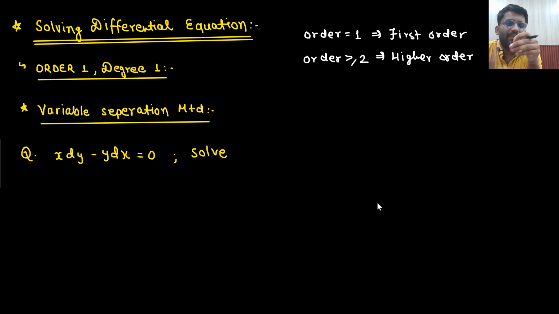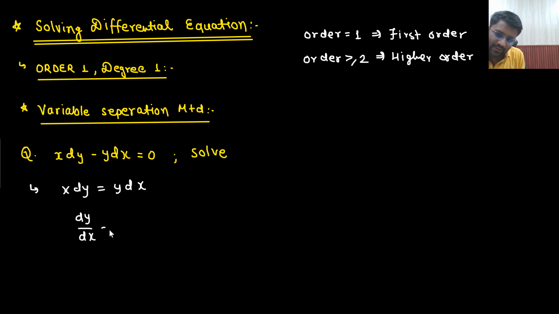So the first method is the variable separation method. That means your brain. What do I mean by brain? It is given as x dy minus y dx. I can write it as x dy equals y dx. So what is dy by dx? dy by dx is y by x. So this was the differential equation that was given: dy by dx equals y by x.